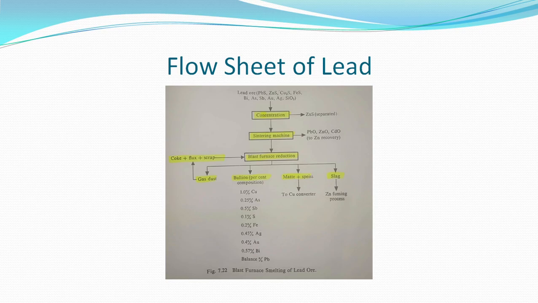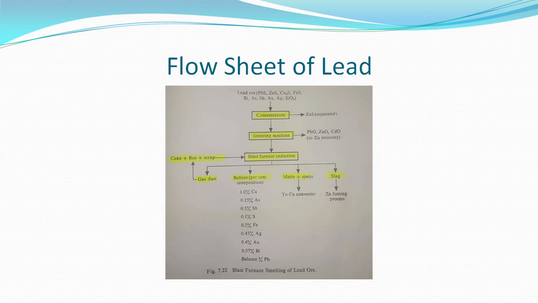So four things are coming out. First is the gas and dust, which goes away from the top part of the blast furnace. The gas coming out from the blast furnace is filtered and finally released into the atmosphere. The second is bullion. In the bullion you can see copper, arsenic, sulfur, iron, silver, bismuth. These are the impurities present.